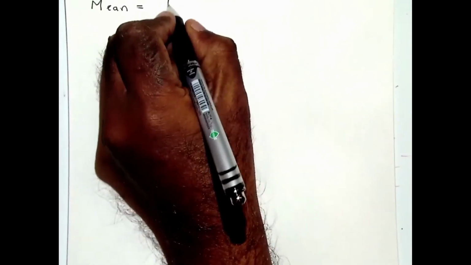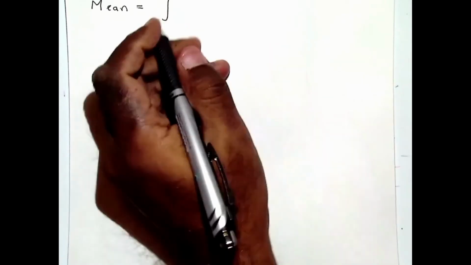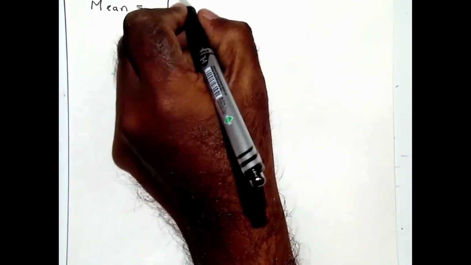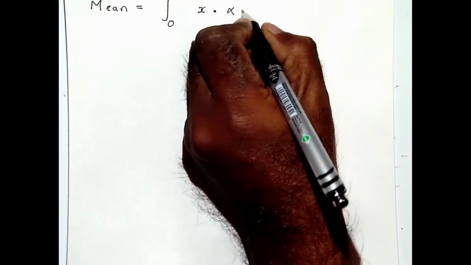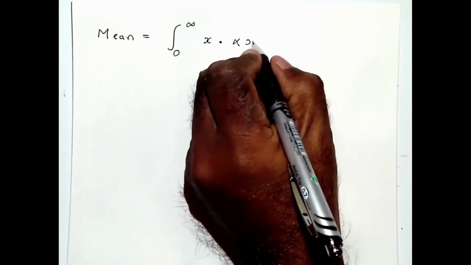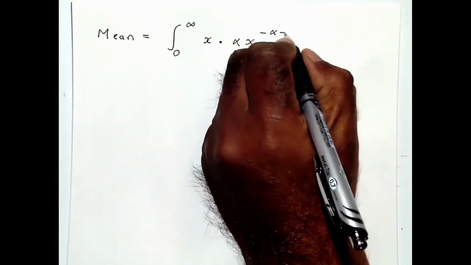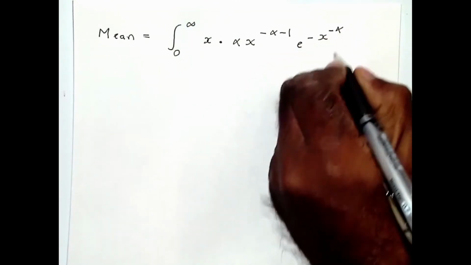The second part is to find the mean for the Fréchet distribution, right? So the mean for the Fréchet is going to be the integral, this time with limits of integration from 0 to infinity, of x times the density, which is alpha x to the power minus alpha minus 1 e to the minus x to the minus alpha, dx.